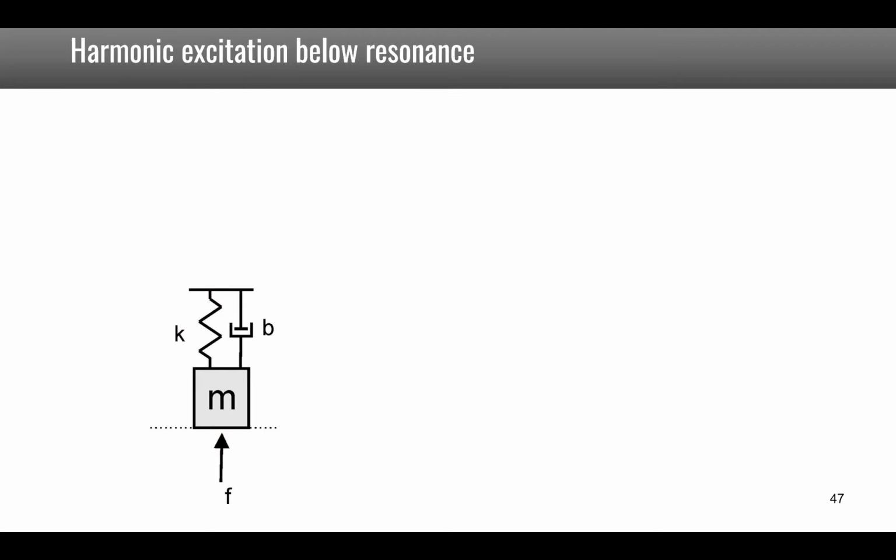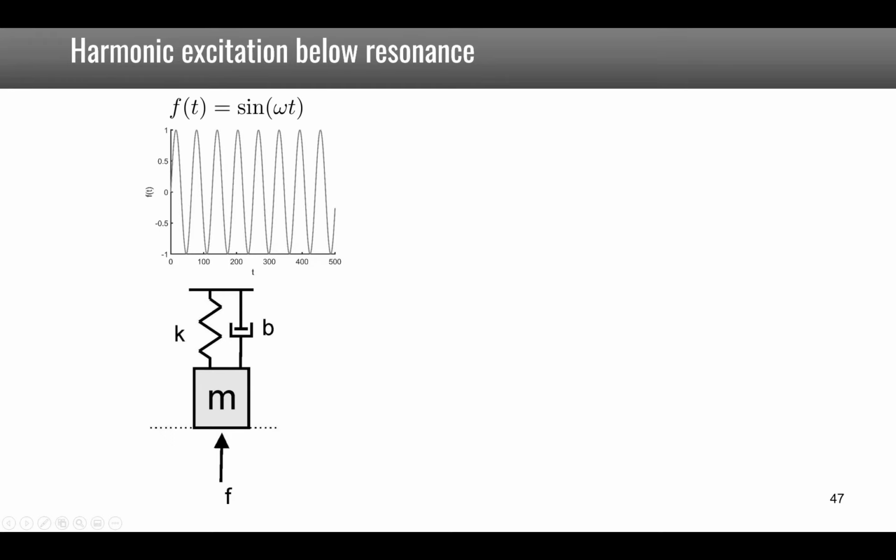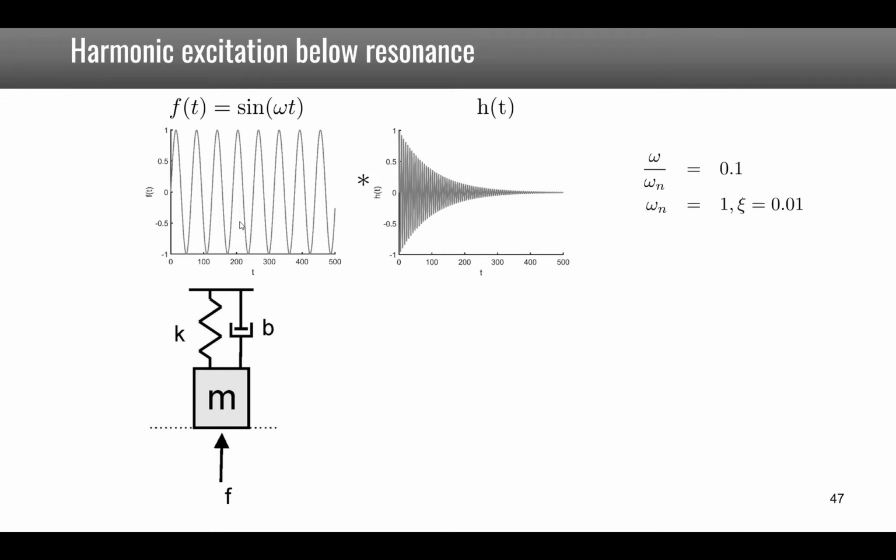Let's illustrate the use of Duhamel's integral on a simple 1 degree of freedom system where the stiffness is k, the mass is m, and the damping is b. So it is excited by a force here, and let's first consider that the force is sinusoidal, so harmonic excitation, and the frequency of this excitation is well below the resonance frequency of the system. So you see here the impulse response of the system. The ratio of the two frequencies is 10 and the damping is 1%.